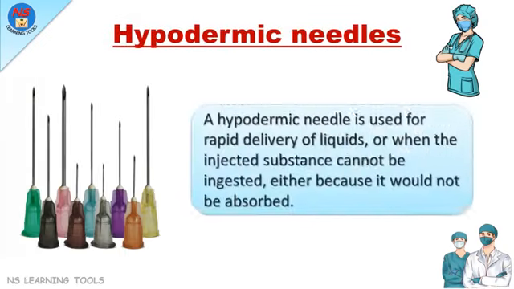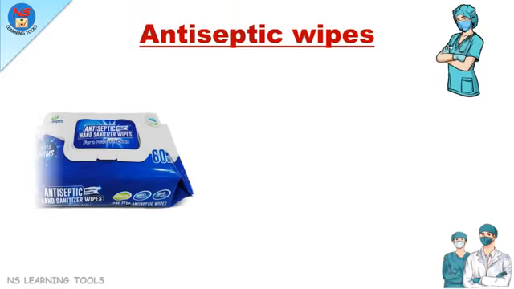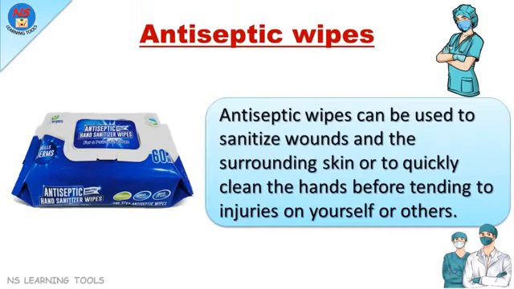Hypodermic needles. A hypodermic needle is used for rapid delivery of liquids, or when the injected substance cannot be ingested, either because it would not be absorbed. Antiseptic wipes. Antiseptic wipes can be used to sanitize wounds and the surrounding skin, or to quickly clean the hands before tending to injuries on yourself or others.